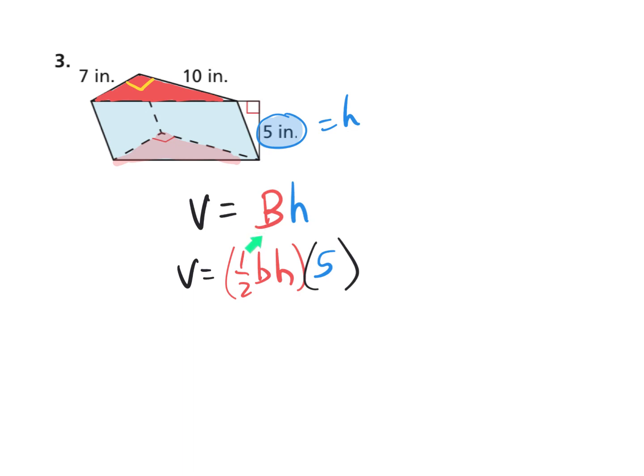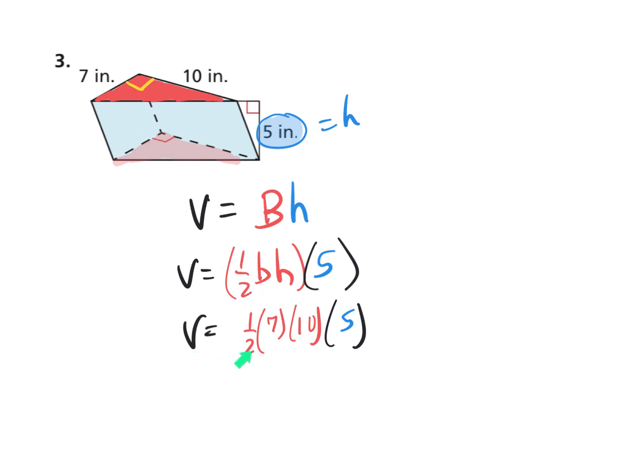So the area of the triangular base, for a triangle, is 1/2 times its base times its height, multiplied by the height of the prism, which is 5. For a triangle, the base and height have to be perpendicular sides to each other. So 7 and 10 qualify as the base and the height.